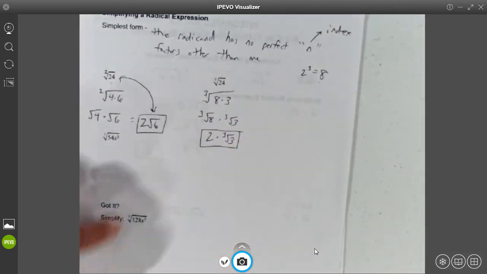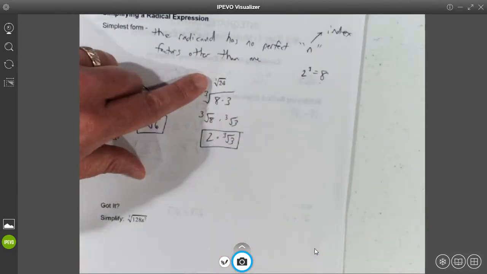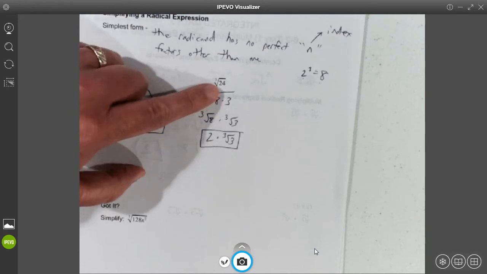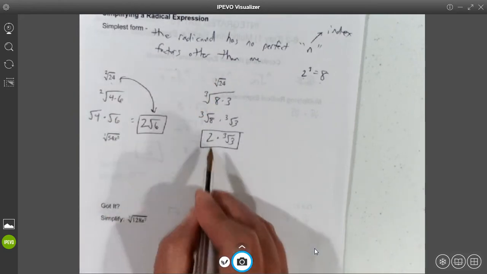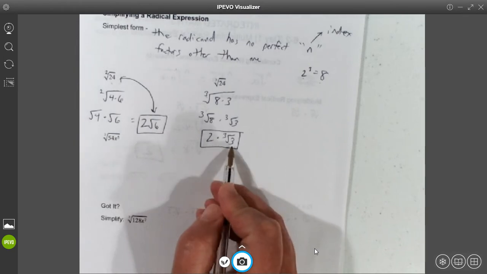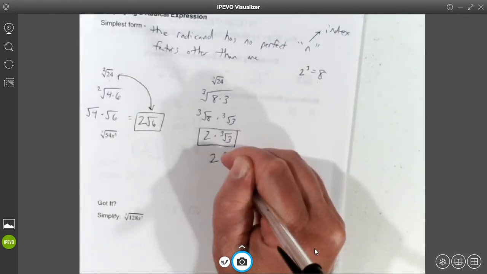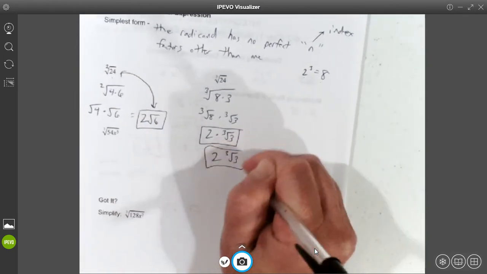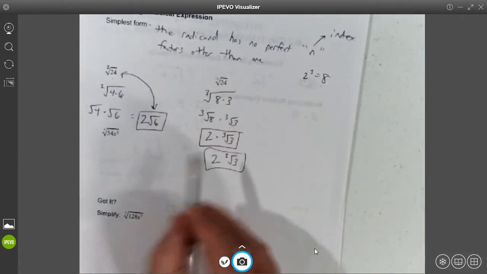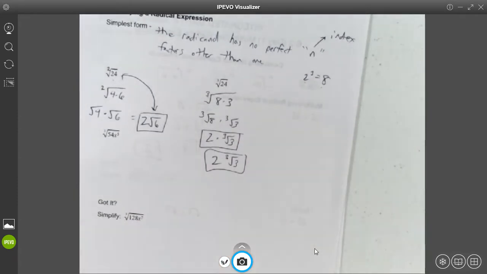Again, those are identical expressions, but this is in simplest form. This is not. And again, you wouldn't necessarily need the multiplication symbol there. Just like with variables, I could also write that as 2 cube root of 3. I could write it that way as well, but I'm putting that multiplication symbol in there for you.